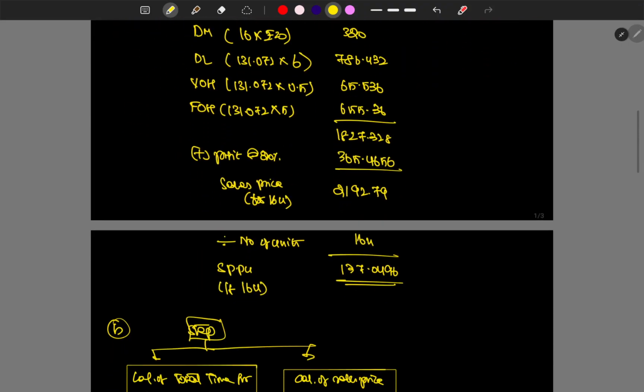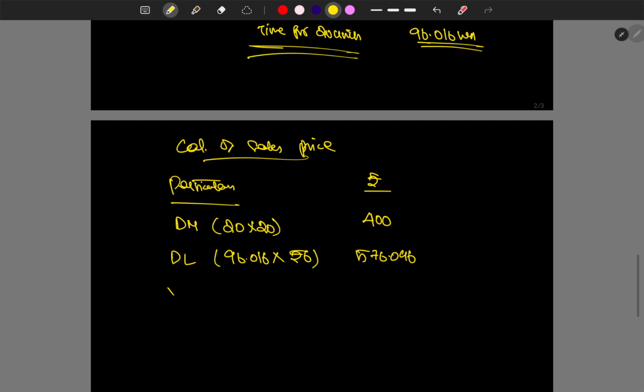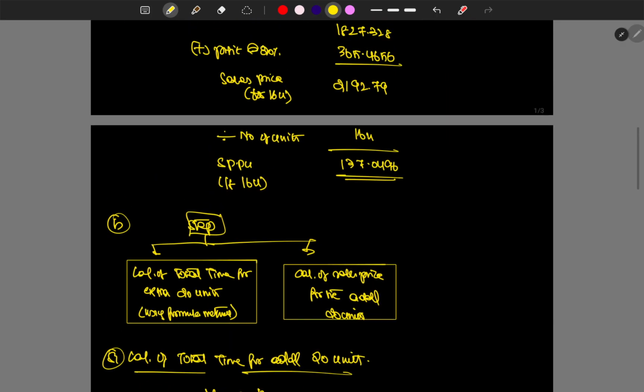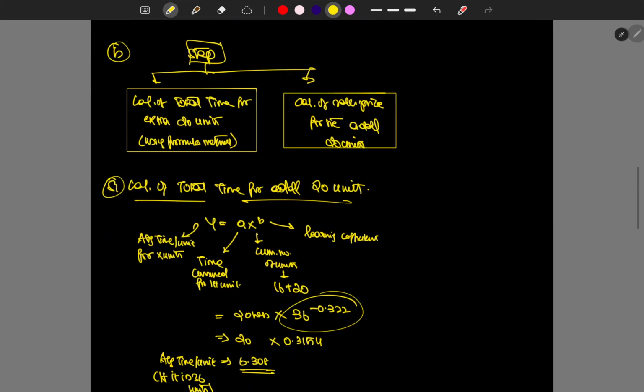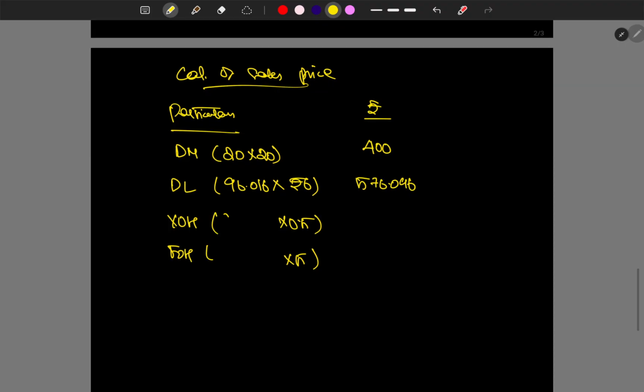Then variable overhead at 0.5 and fixed overhead at 5, right? Yes. 96.016 into 0.5 is 48.008, and 96.016 into 5 is 480.08.